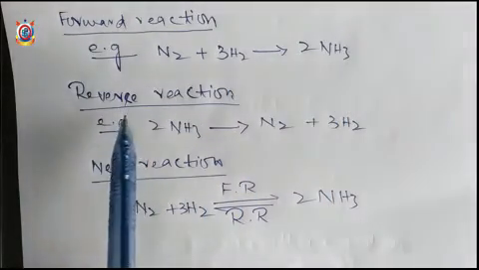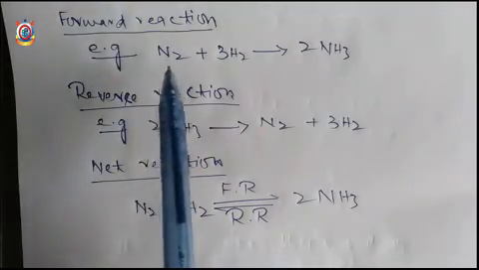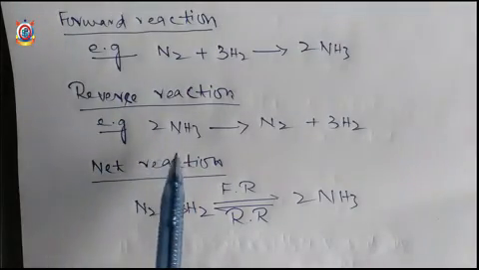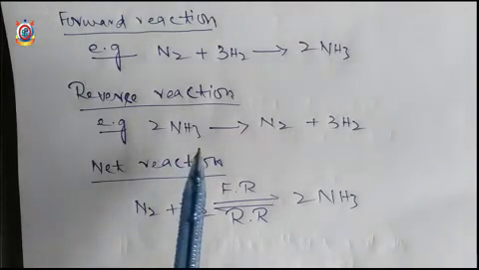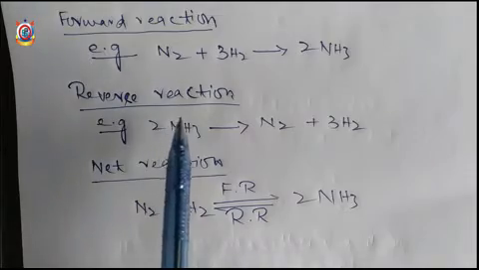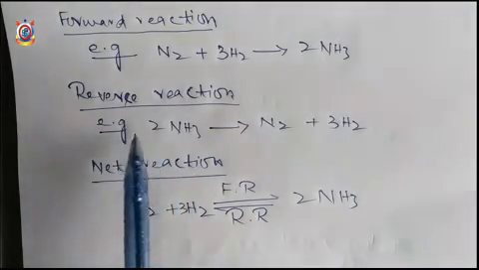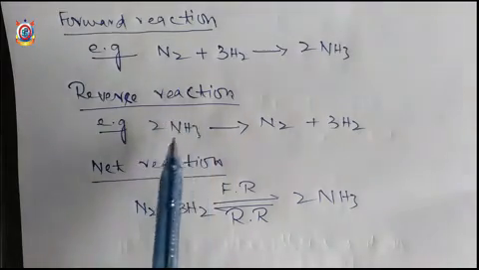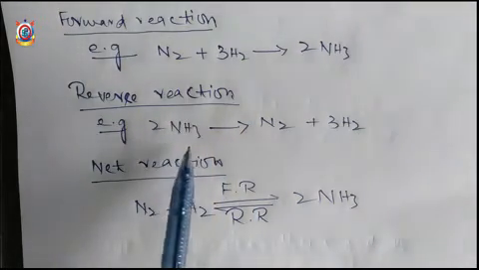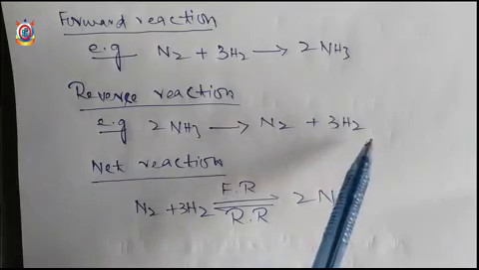Reverse reaction. Reverse reaction is the opposite of a forward reaction. It may be defined as the conversion of a product into reactant per unit time. It may also be defined as the rate of chemical reaction taking place in the reverse direction. For example, when ammonia gas decomposes, as a result, it produces nitrogen and hydrogen gas.